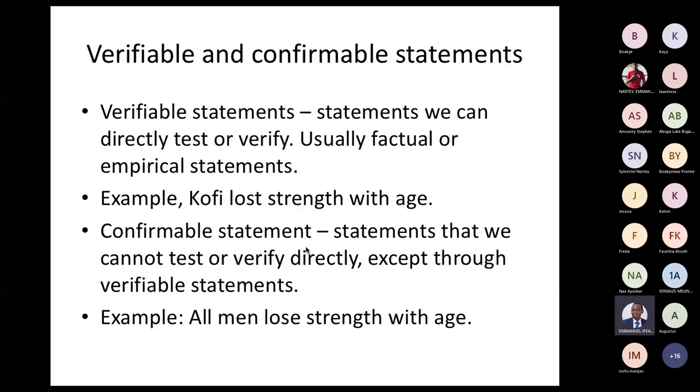If you study Kofi's strength, you study someone else's strength. You study James, you also study Peter, you study man by man, from one man to the other. And then you begin to get ideas about whether all men lose strength with age. That's the importance of the distinction between verifiable and confirmable statements.